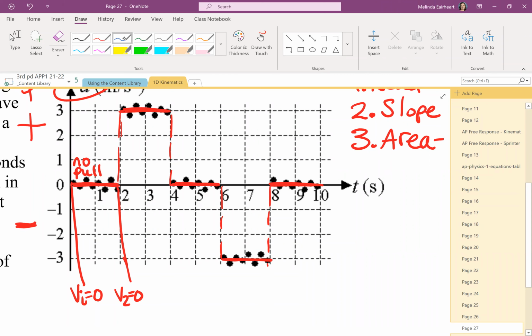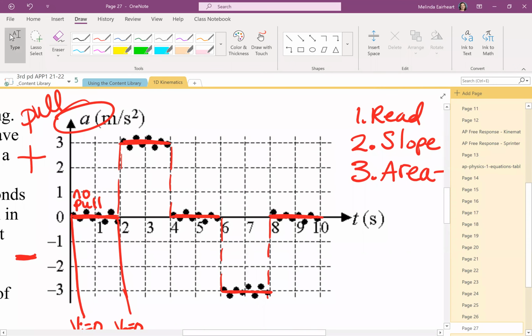Not very interesting yet. And then 2 to 4, notice we've got a positive acceleration. So we're getting pulled to the positive, up, right? However, it is an elevator, so they're pulling up. What's that going to do to my object who starts at rest? What's the story if you're pulled up?